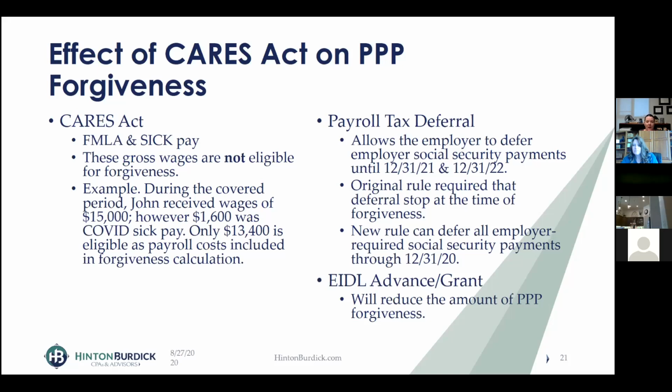If you are paying people these types of wages during the same time that you're using your Paycheck Protection Program loan, those wages are not covered. So if I have John who makes $15,000 during the covered period, and he also took $1,600 of COVID sick pay, the only amount of wages I can include in the payroll costs is the $15,000 minus the $1,600, which would be $13,400.